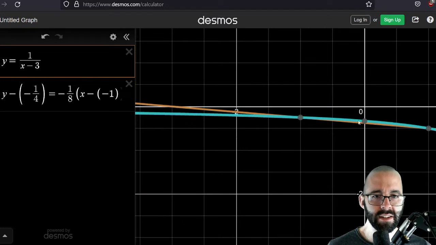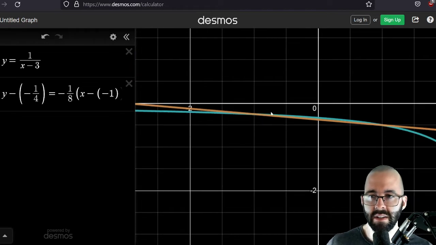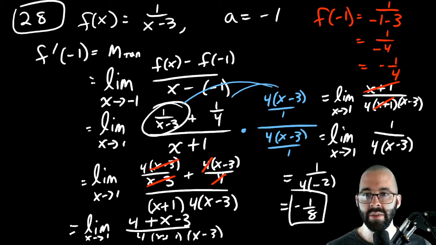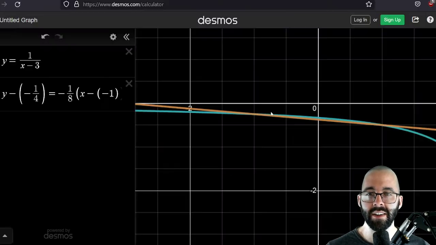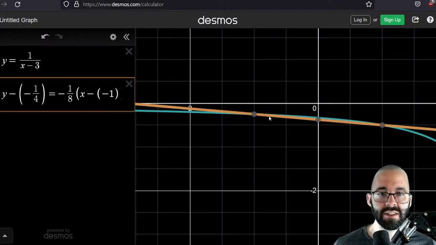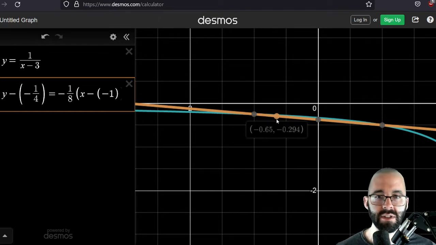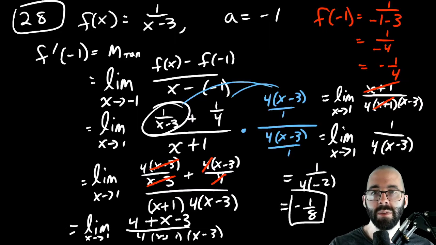Oh, wait, this doesn't look like a tangent line. Am I looking at the right thing? Hold on. Did I make a mistake? An a value of -1. Yeah. So it's a good thing we checked our answer, because notice this orange is not a tangent line. This orange is crossing at multiple places. So let's see what happened.